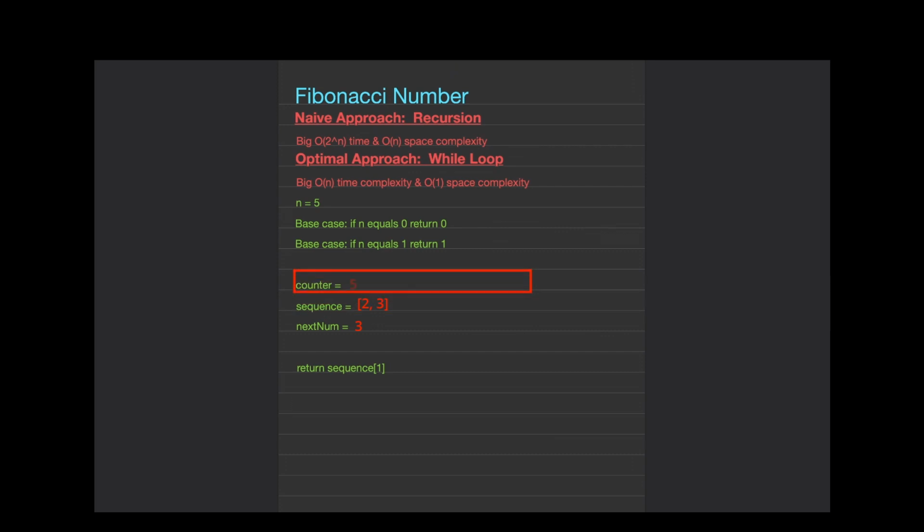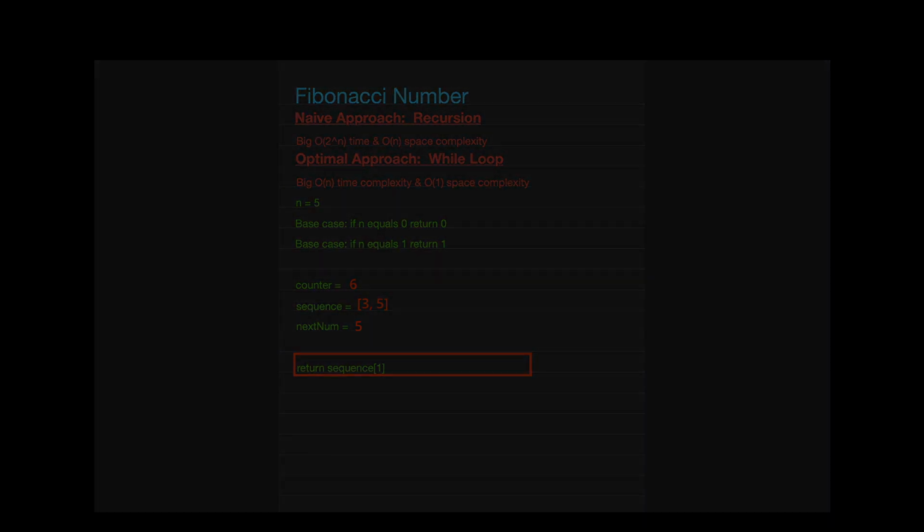The counter increments to 5. 2 plus 3 equals 5. We slide the 3 over to the 0 index and assign 5 to the first index. The counter increments to 6, which causes our while loop to evaluate to false because it's greater than our input of 5. So we exit the while loop and return the first index of the sequence array. Let's translate this to code.